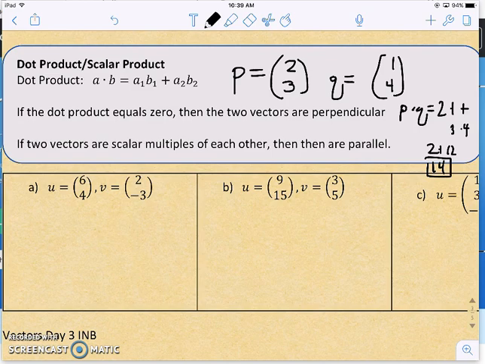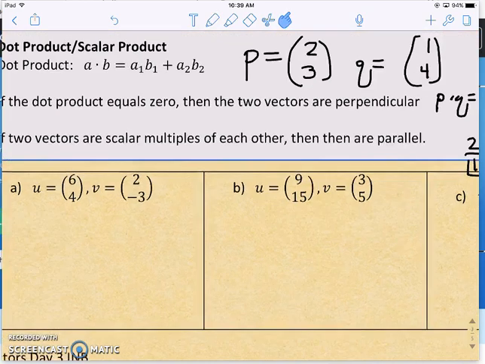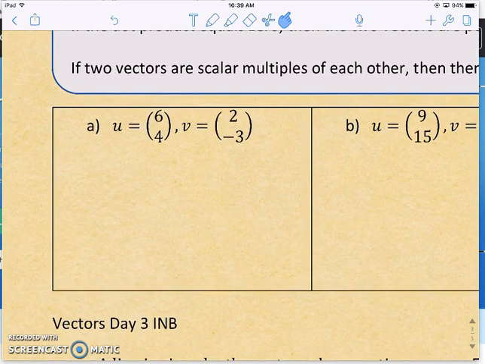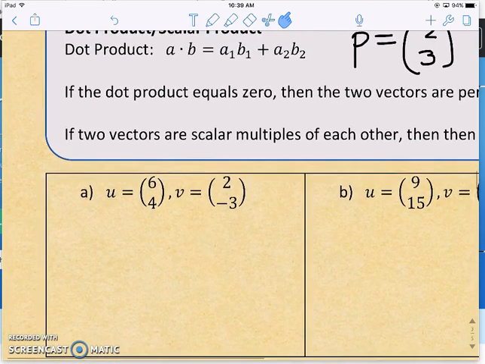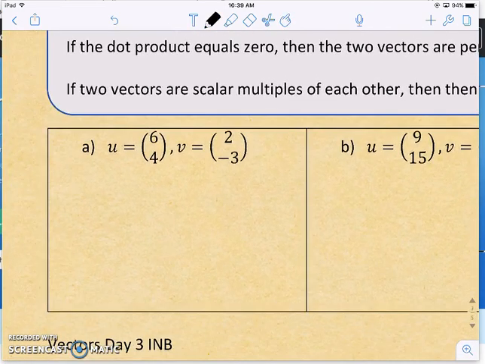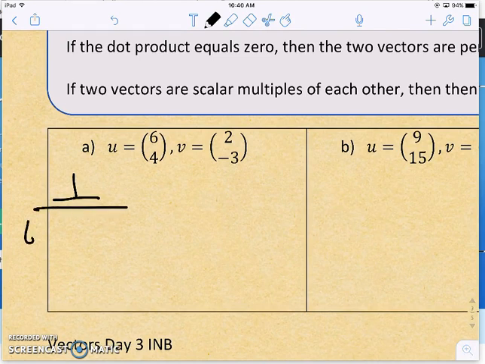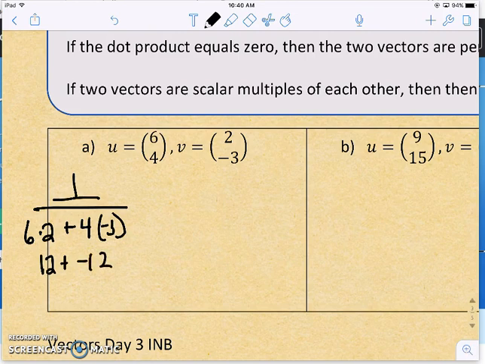Now we're going to take a look at a couple of these and decide if they're parallel, perpendicular, or neither. For this first one, let's do the perpendicular test. 6 times 2 plus 4 times negative 3. Well, that's 12 plus negative 12, so our dot product is 0. So they are perpendicular.